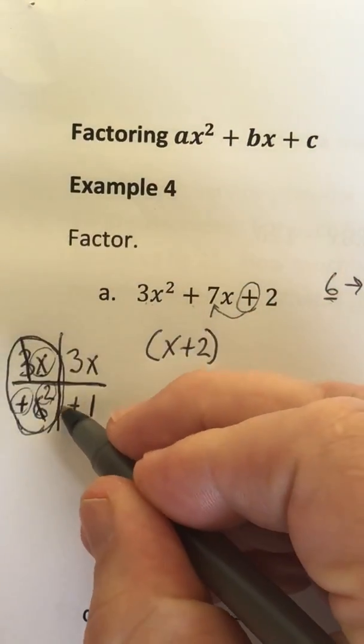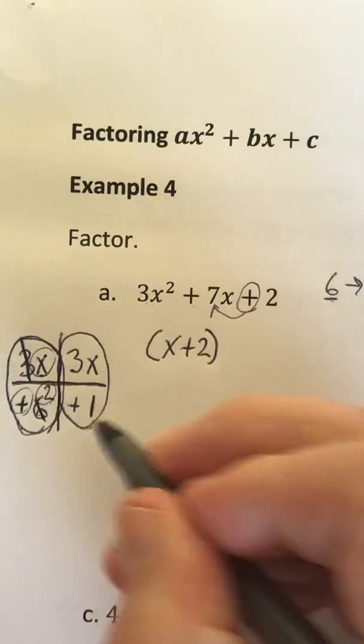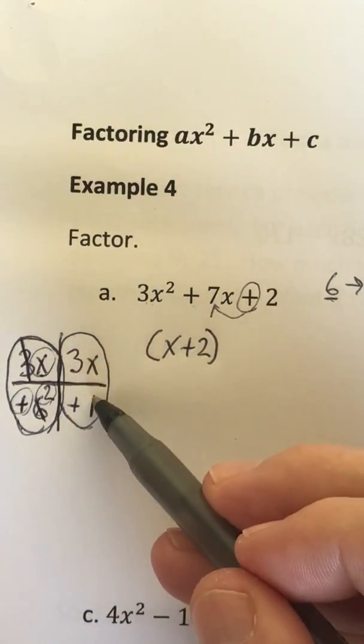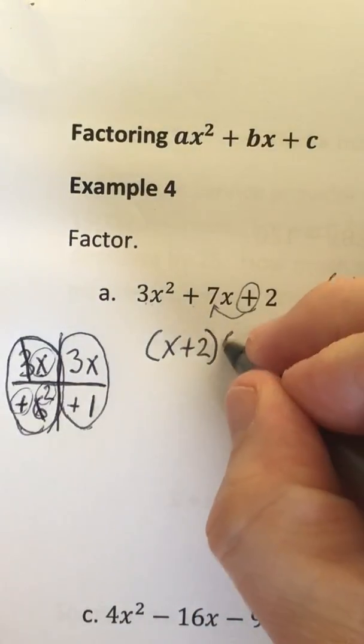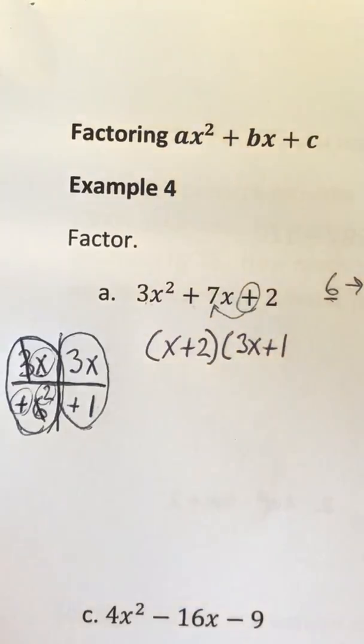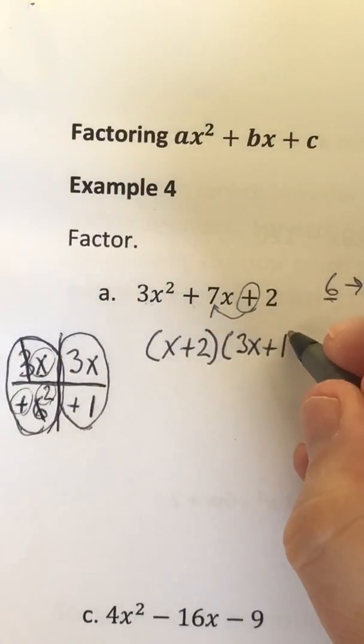And then we go to the second part. We circle these two, the top and the bottom, and we can't factor anything out of that, so we just write it down. 3x plus 1. And now we've factored that out.